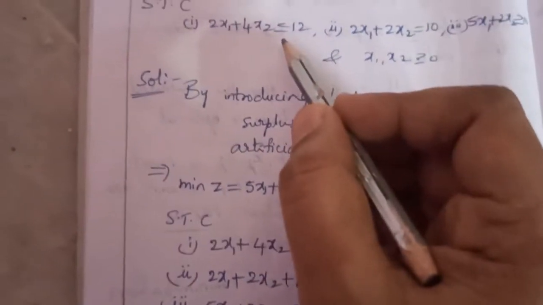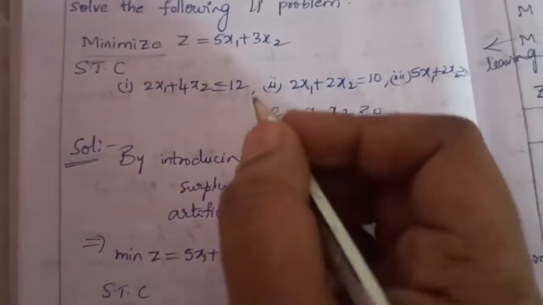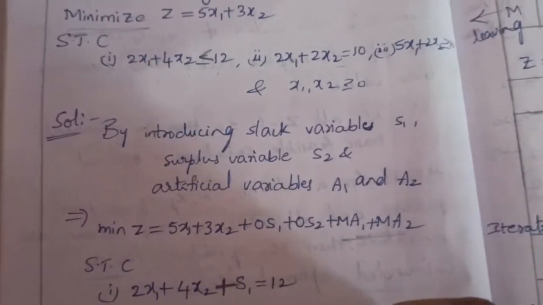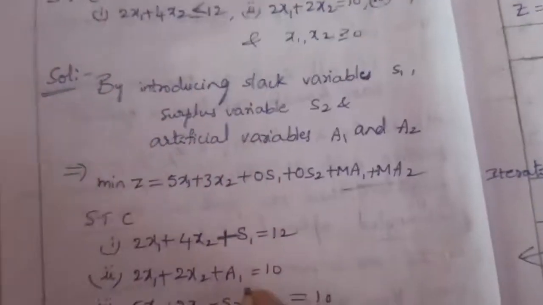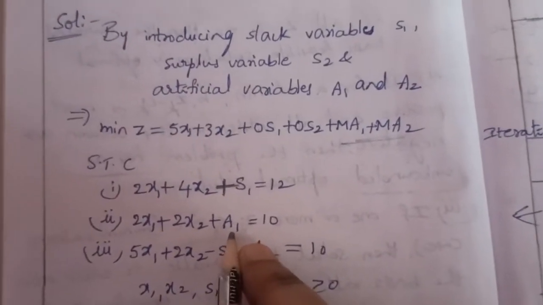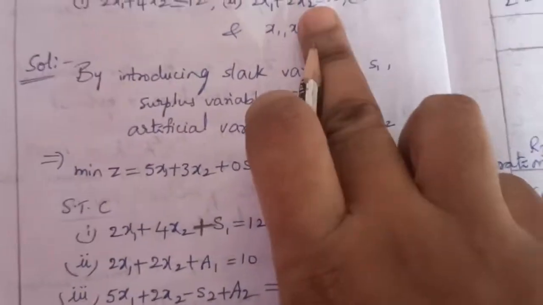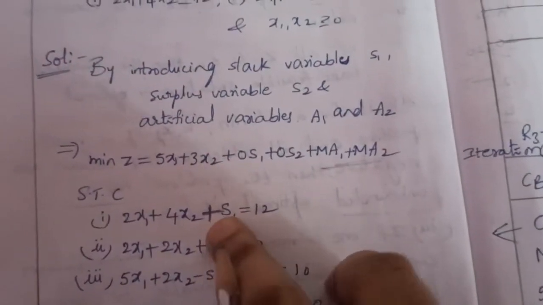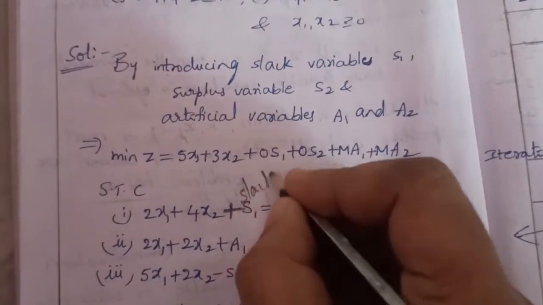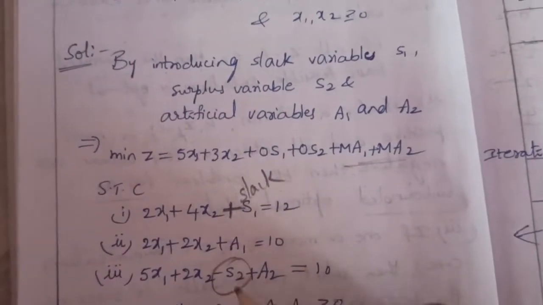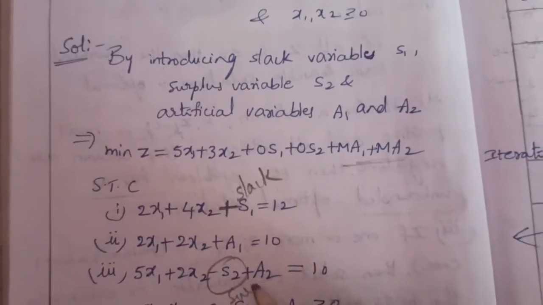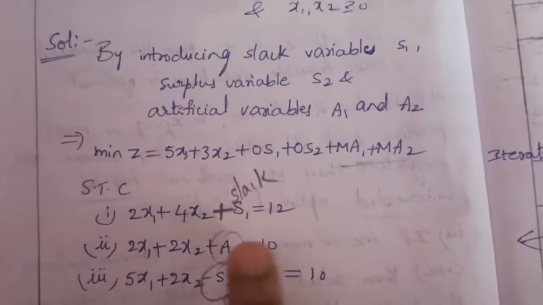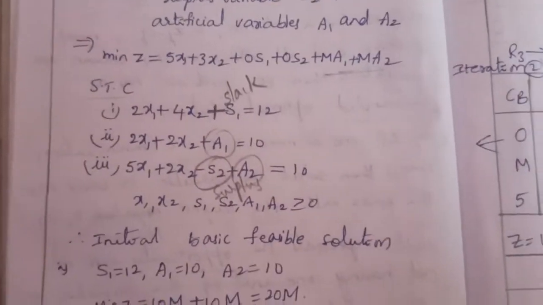So this is the concept we have to observe. For less than or equal to symbol we have to take plus S1. Here we have equal to, so only artificial variable A1 I am taking. For less than or equal to I am taking plus slack variable, and for greater than or equal to I am taking surplus variable, and for both we are adding A1 and A2 artificial variables.